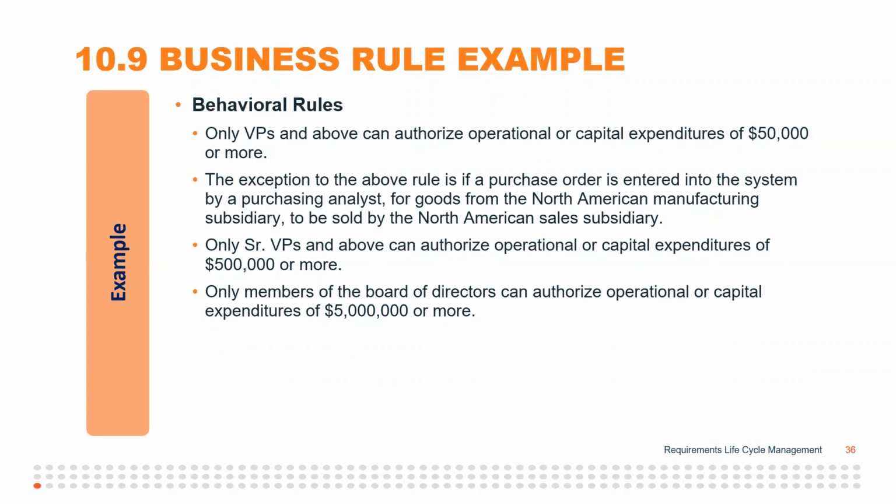And then the next one says only senior VPs and above can authorize operational or capital expenditures of $500,000 or more. And then only members of the board of directors can authorize operational or capital expenditures of $5 million or more. So that's kind of a simple example. I hope it's fairly understandable and specific, and everybody understands it, right? And it's hopefully not too ambiguous. The only thing is the first rule has an exception. So anyway, that's an example of one.